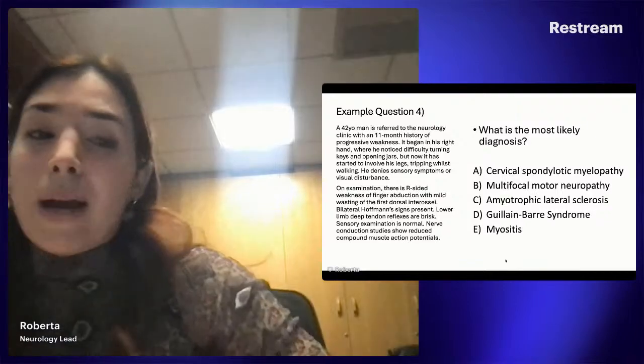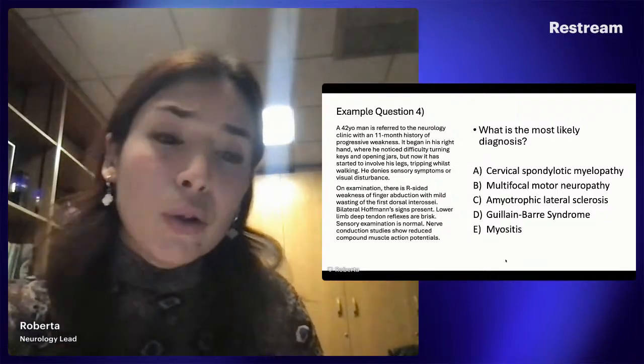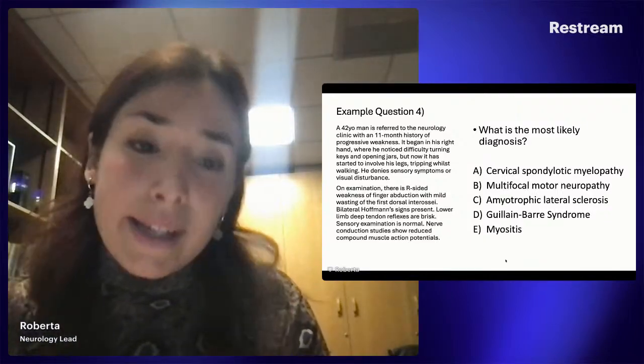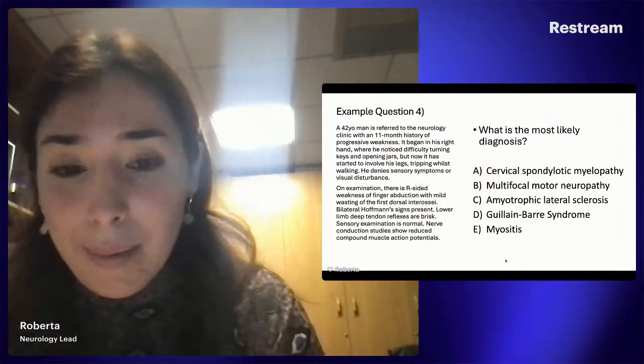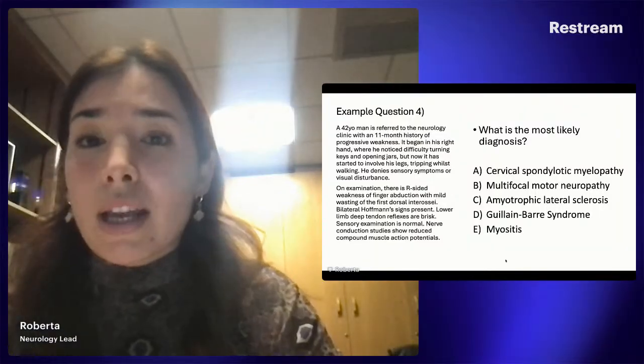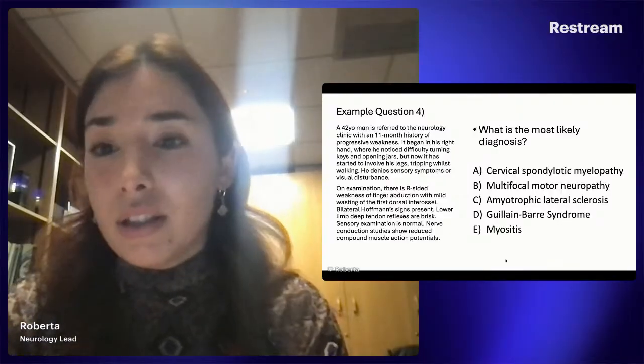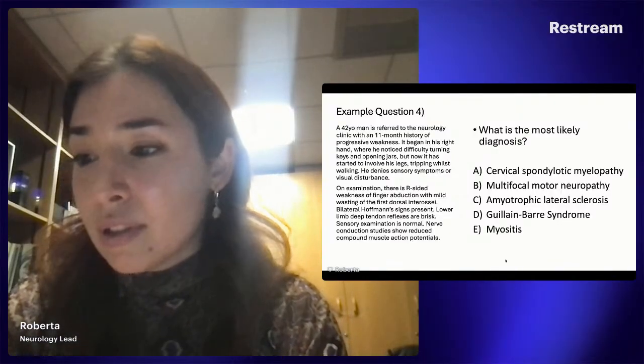So we've got cervical myelopathy, multifocal motor neuropathy, ALS, Guillain-Barré, and myositis. Again, a few seconds for everyone to have a think and potentially pause.